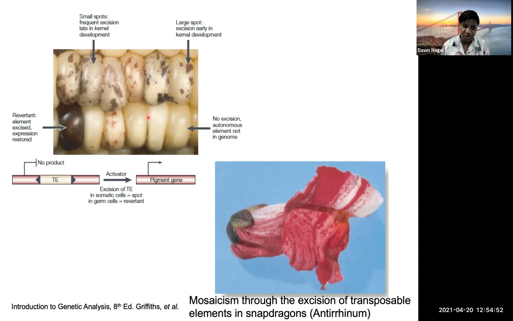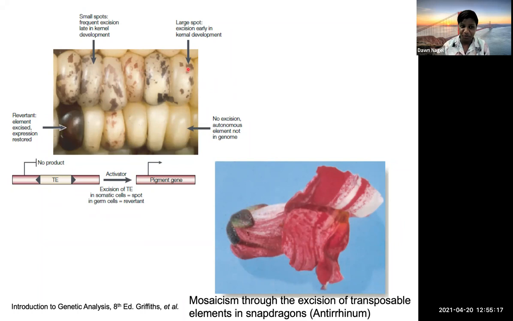So this is where you have all the white, the Ds is inserted, you have white kernels. Where you see the small spots, right? This is where the Ds element has removed from this gene, the C gene. So you have these spots. It happened late in development when the kernel is already kind of developed and most of the cells have already divided. So that's why the spots are kind of smaller.